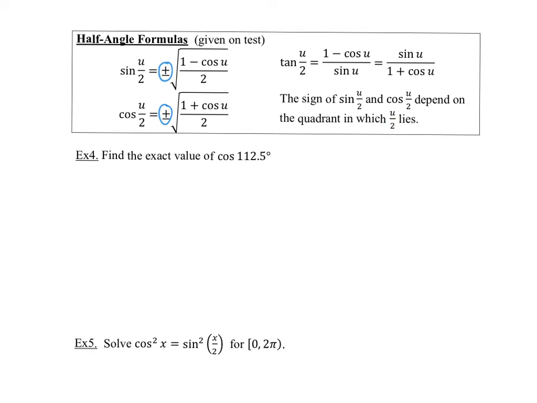If u over 2 ended up being 170 degrees, that's in quadrant 2, and I would know the cosine would be negative and the sine would be positive. Okay, so plus or minus is a lie. It is based on the quadrant it exists in.